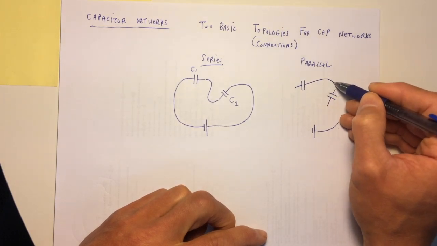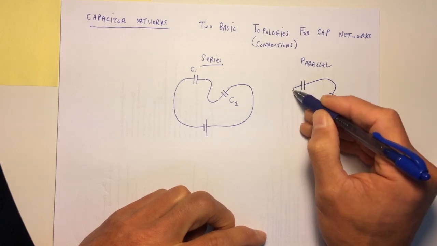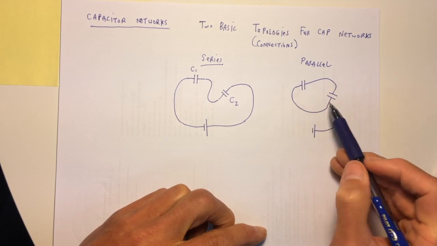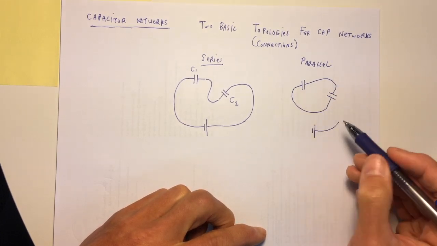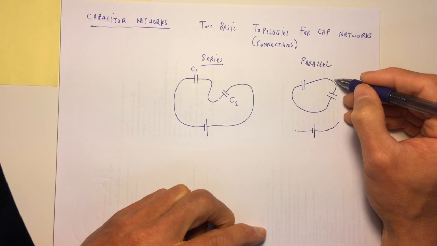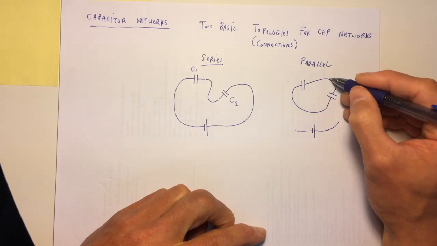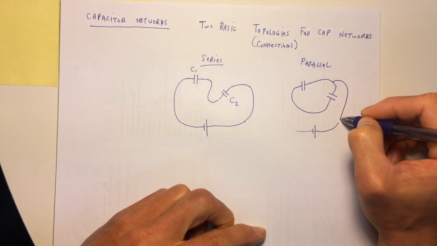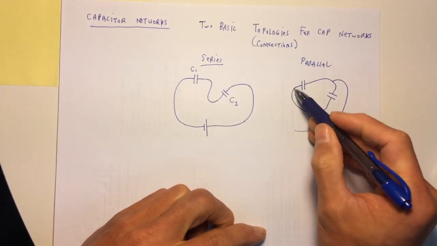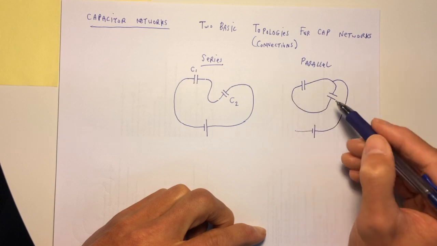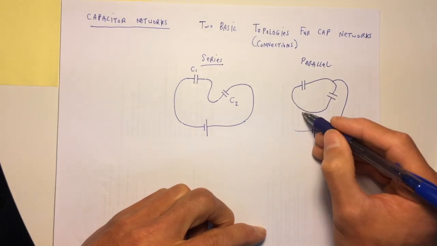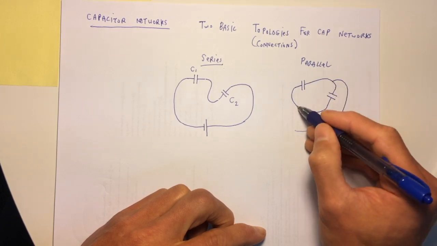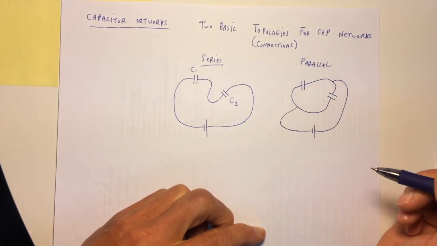First, I'm going to parallelize the two capacitors. That means that the two capacitors are actually their own little loop already. And I'm going to take one of the connections between the capacitors and connect it to one side of the battery. And I'm going to take the other connection between the capacitors, right? This is a different conductor than this conductor, and connect it to the other side of the battery.